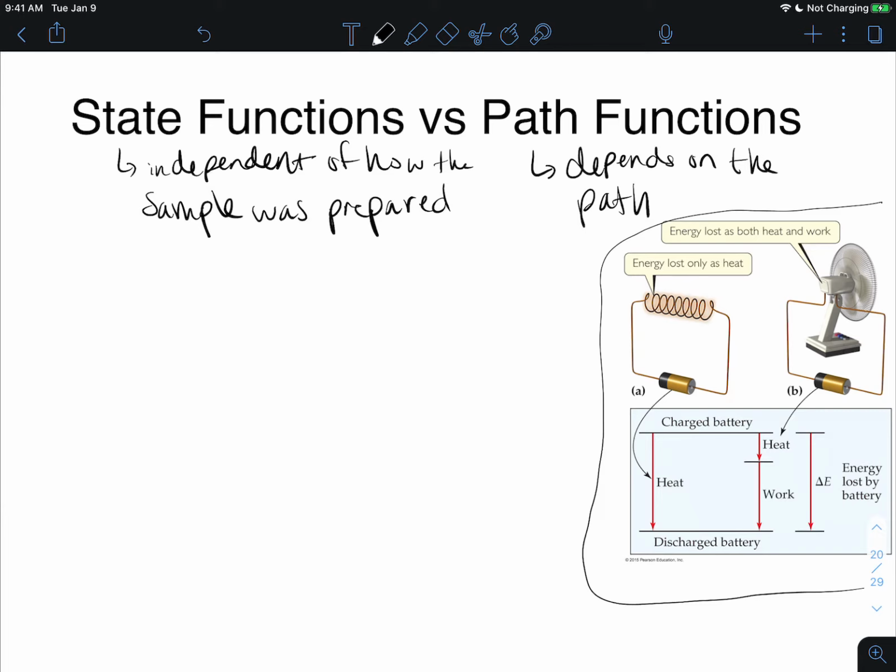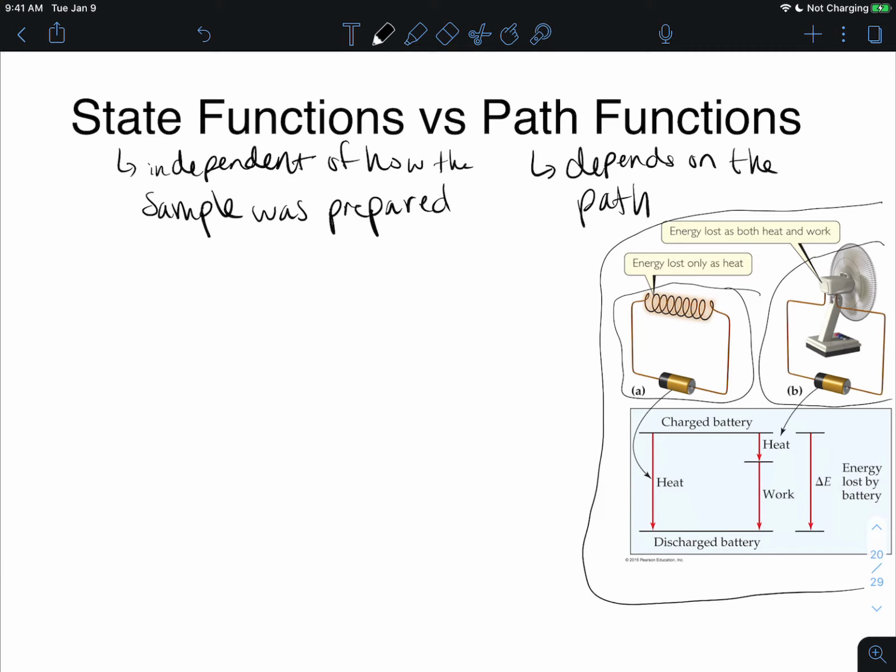However, if we think about how that energy is lost, it can be lost as heat or work, right? In the case of a heating coil, it's going to be lost by heat. In the case of a fan, it's going to be lost by heat and work. So our battery itself doesn't care how it's discharged, but the heat is going to be a path function and the work is going to be a path function because it depends on how much of each we do, right? How it's being used. So we would consider both heat and work a path function.